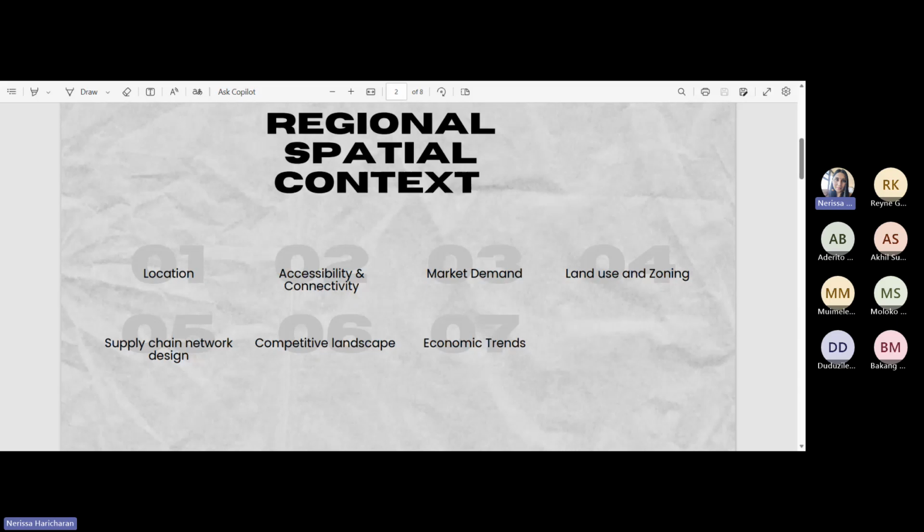Then we have economic trends. You want to consider both economic and demographic trends that can influence your warehouse location. Whether it's your population growth or unemployment rate or what your customer is spending, all of these things directly impact where you decide on sitting in terms of your warehousing space. Okay.